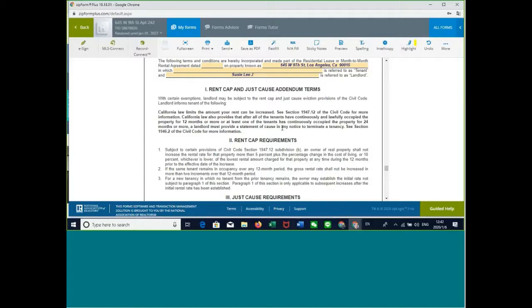It says, after all of the tenants have continuously and lawfully occupied the property for 12 months or more, or at least one of the tenants has continuously occupied the property for 24 months or more. The way it works out, I'll give you a scenario. Let's say there are two tenants. One of the tenants left before he has lived there for 12 months or more. But then the other tenant stayed beyond 12 months, correct? Is this property subject to eviction control? Oh, no. It has to be all.